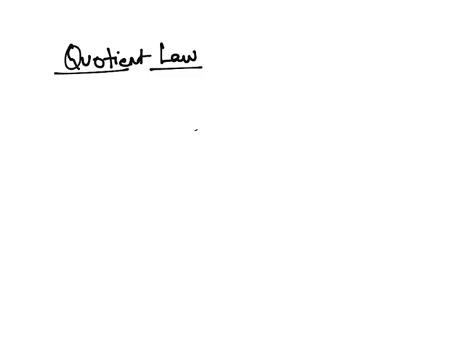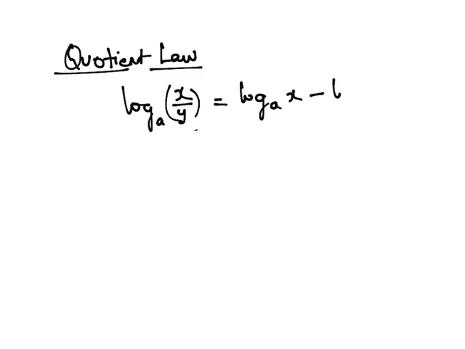Okay, let us learn the next law now, quotient law. Log x by y, so you have a quotient here, to the base a, can be written as log x to the base a minus log y to the base a. So if it is in quotient, then it can be written as difference. If it is in product, it can be written as a sum. If it is in quotient, it can be written as the difference.